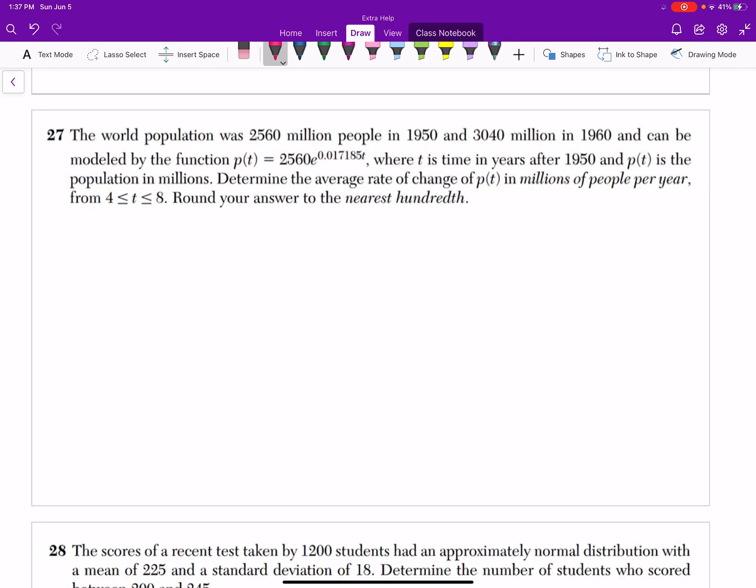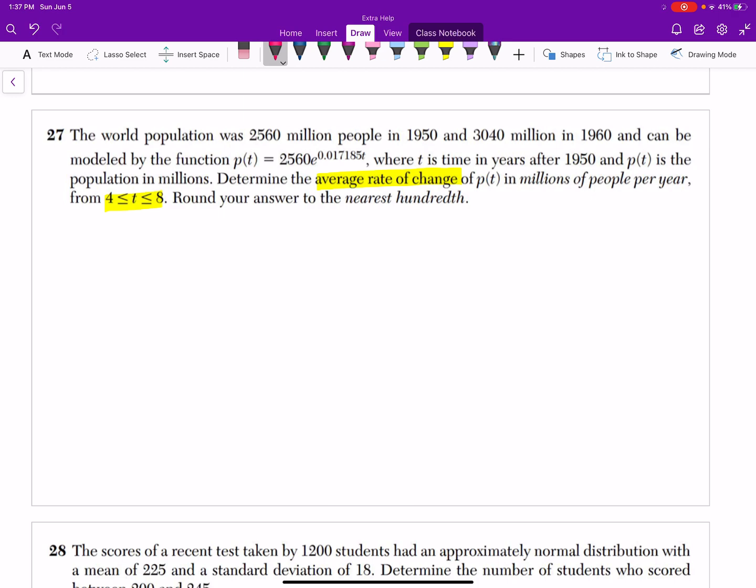The world's population was 2,560 million people in 1950 and 3,040 million in 1960, and can be modeled by this function P of t, where t is the time in years after 1950. P of t is the population in millions. Determine the average rate of change of P of t in millions of people per year from 4 to 8. Round your answer to the nearest hundredth.